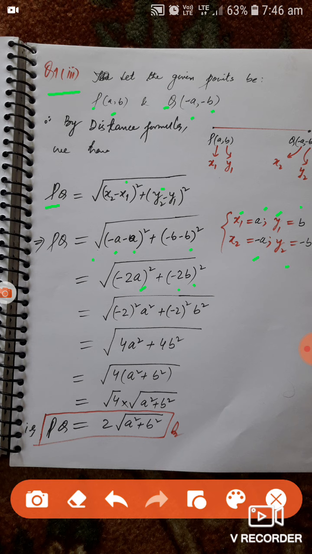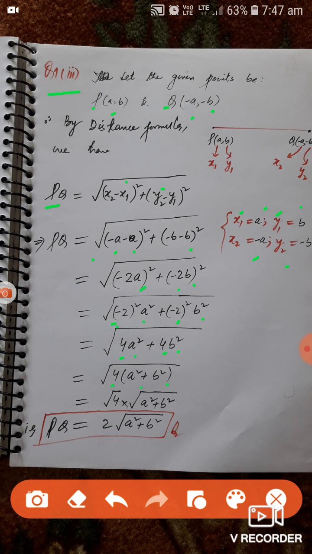Now this power will be distributed to both the factors. Over here the factors are minus 1 and a, so it will become minus 1 square and a square. Similarly over here the power will be distributed to both the factors, that is minus 1 square and b square. We know minus 1 square is always equal to 1, and we get a square plus b square.